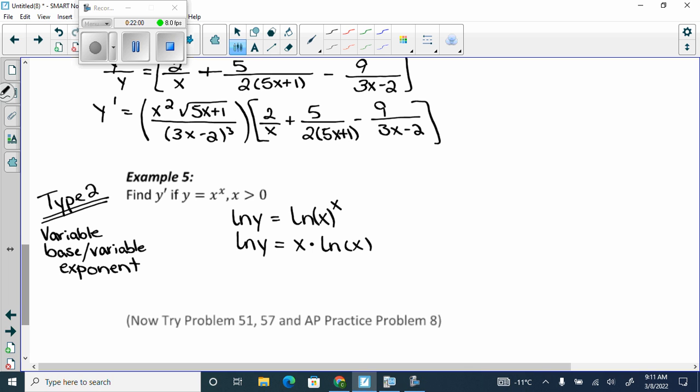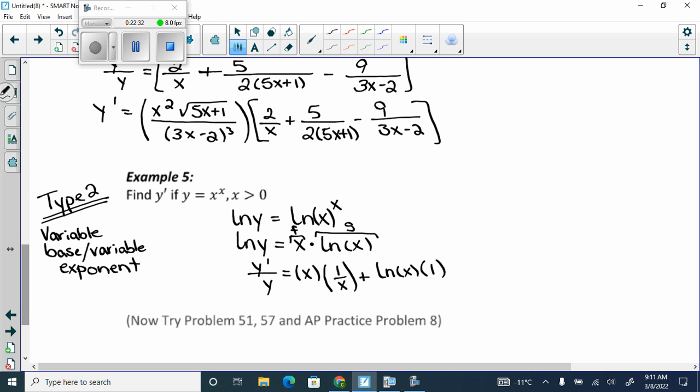That's it. So what's the derivative of ln y? Y prime over y. And then here we're going to go f and g. So we're going to do f, which is x, times g prime. What's the derivative of ln x? 1 over x. Plus g, which is ln x, times f prime, which is a 1. These are all nice derivatives. So it's f g prime plus g f prime. That's all we're doing. We're doing product rule.